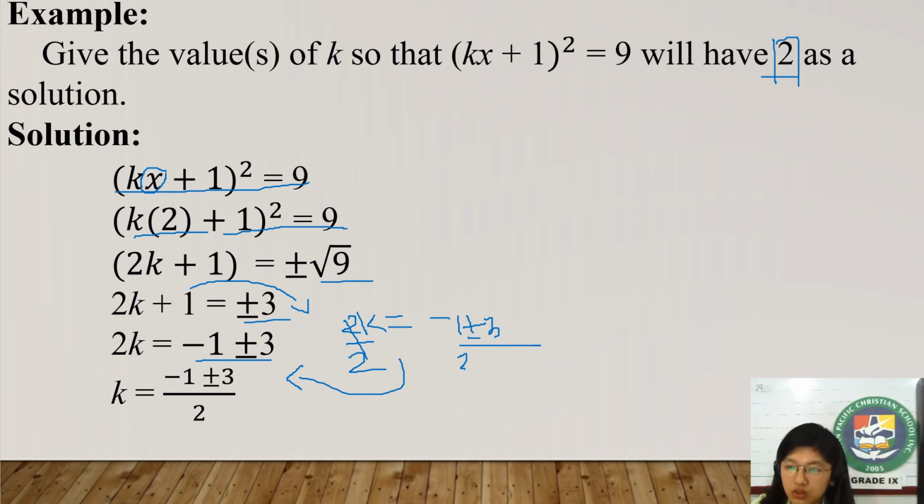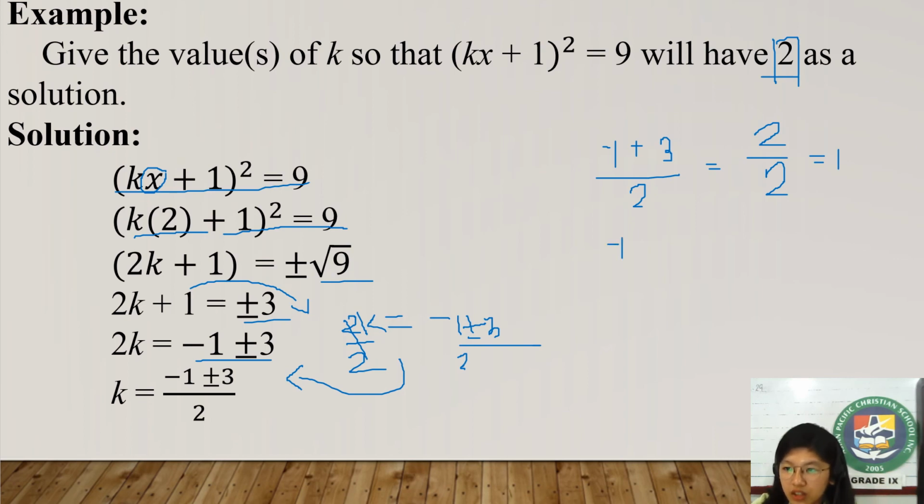So, dito, isolve muna natin siya. Negative 1, sa positive muna tayo. So, we have negative 1 plus 3 over 2. Since different sign, negative and positive, so we have to subtract. And 3 minus 1 will give you 2. Then, follow the sign of the biggest number. So, since positive si 3, kaya positive si 2. And copy the denominator. So, we have 2 divided by 2. Then, it will give you positive 1.